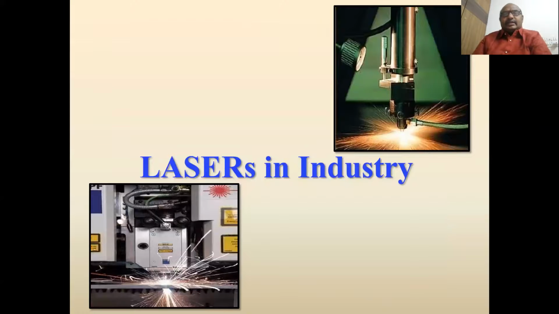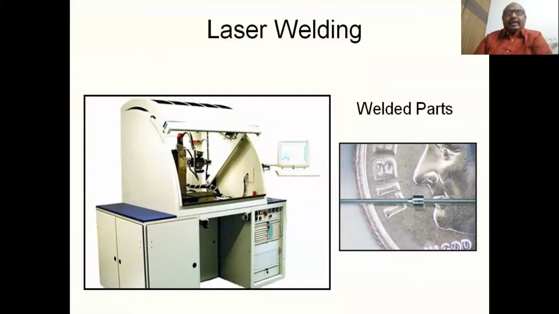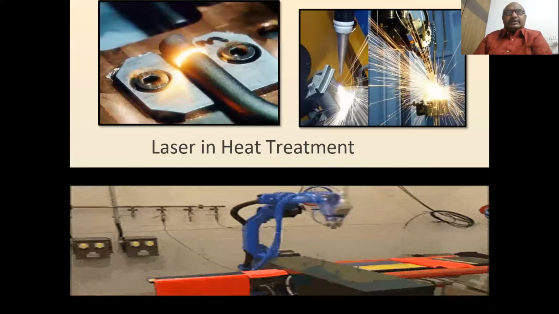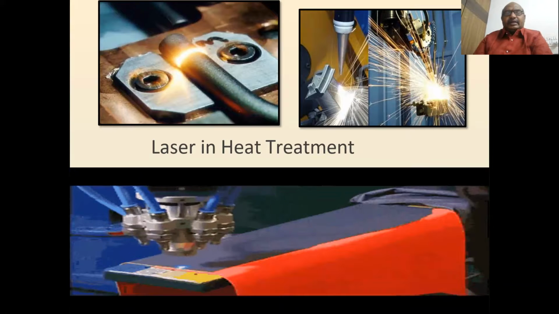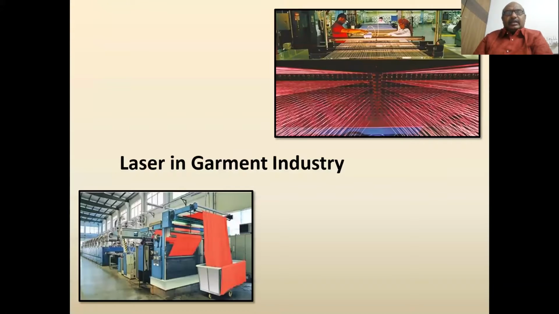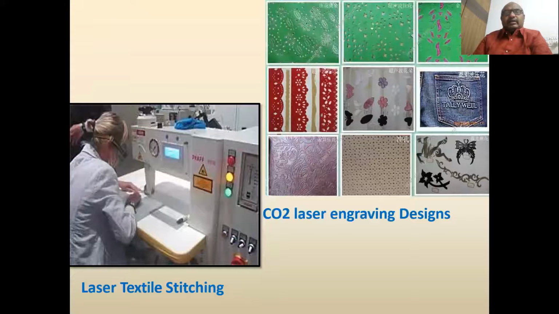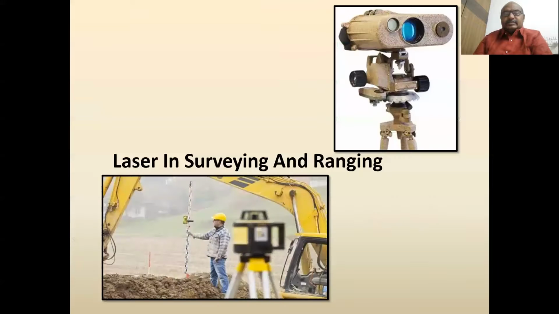Lasers in industry are used in different areas: cutting, welding, and soldering. A laser cutter, laser welding in different shapes, laser heat treatment, and cutting to break two pieces. Lasers are also used in industries like 3D printing. Textile industries also use laser textile stitching. Carbon dioxide lasers are used in designing different types of models.